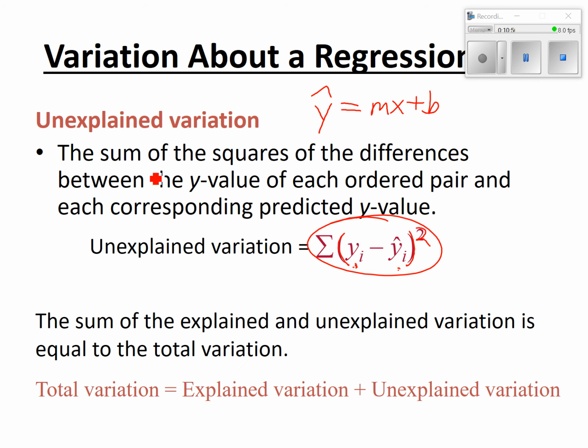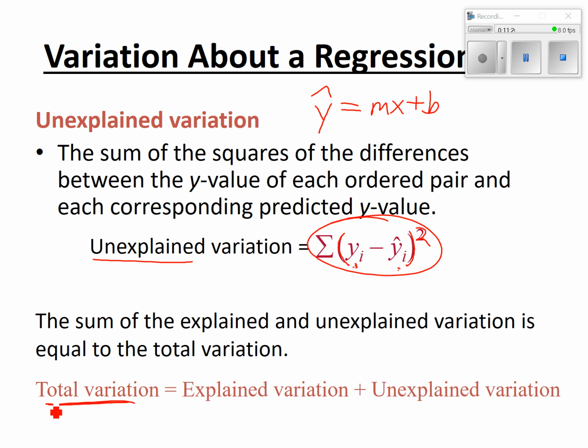The sum of the explained and the unexplained variation is always equal to the total variation. I mentioned that a minute ago, that those sums will always be equal. So if we take the unexplained and the explained and add them up, that gives us the total variation.